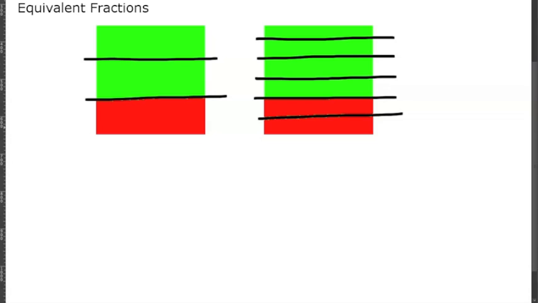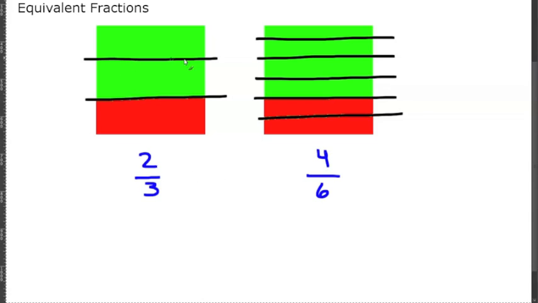Say I give you these two squares. You can see that the square on the left is split into 3 equal pieces, so the denominator is going to be 3. The square on the right is split into 6 equal pieces, so the denominator on the right picture is going to be 6. The amount that's shaded in green on the left side is 2, and the amount that's shaded in green on the right side is 4.